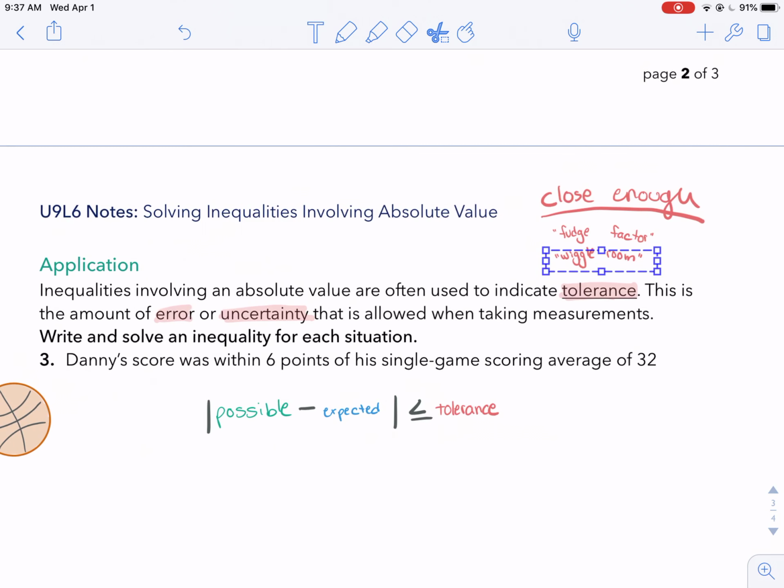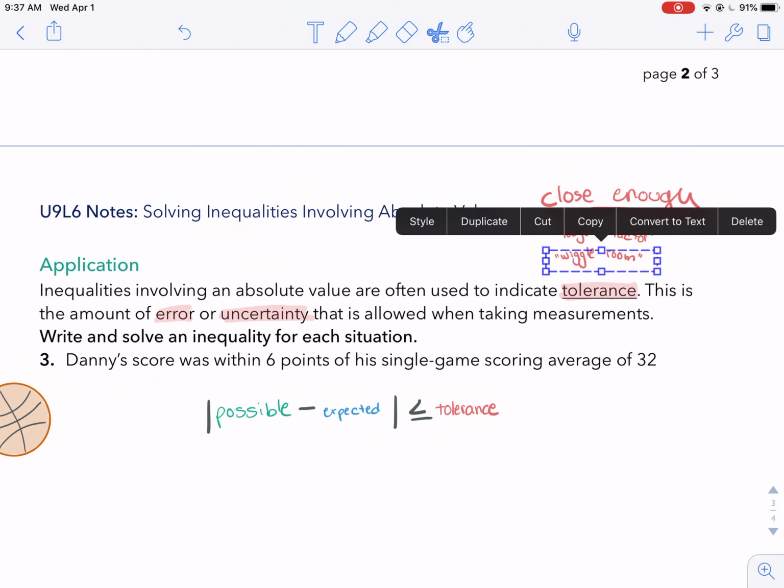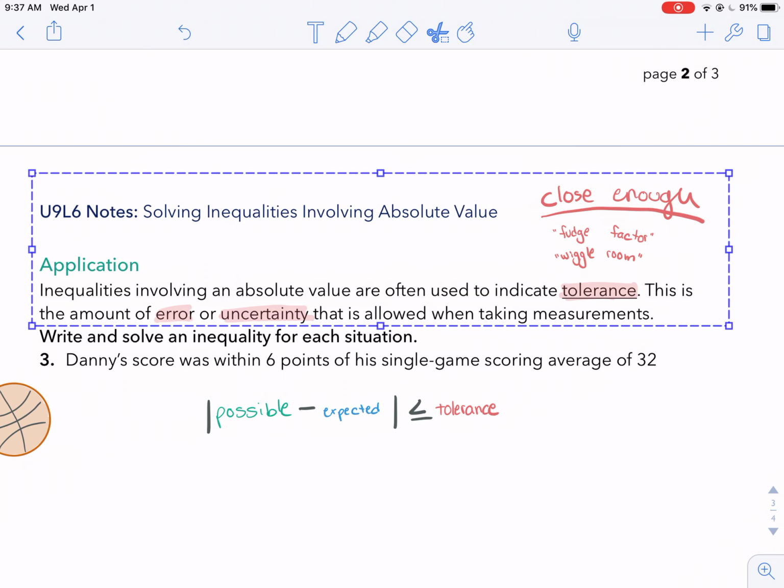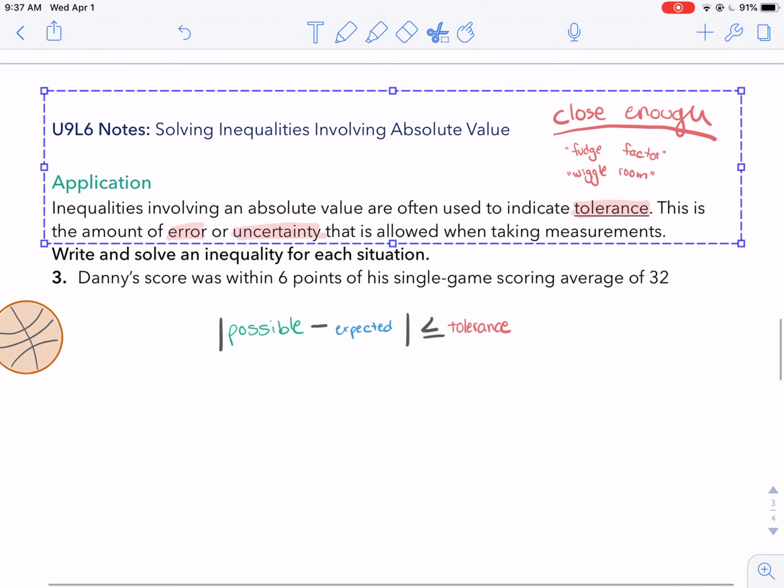Inequalities involving an absolute value are often used to indicate tolerance. That's the amount of error or uncertainty that's allowed when taking measurements. Basically, how much can I mess up and still be close enough? Well, let's go ahead and find out.